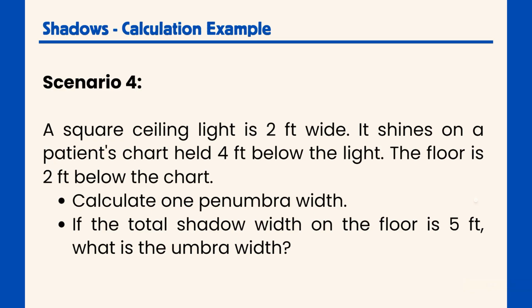So let's have another example with the penumbra, in case you are still confused. A square ceiling light is 2 feet wide. It shines on a patient's chart 4 feet below the light. This is 4, and this is 2. And then the floor is 2 feet below the chart. So this is our light source, and this is 2 feet. Calculate 1 penumbra width.